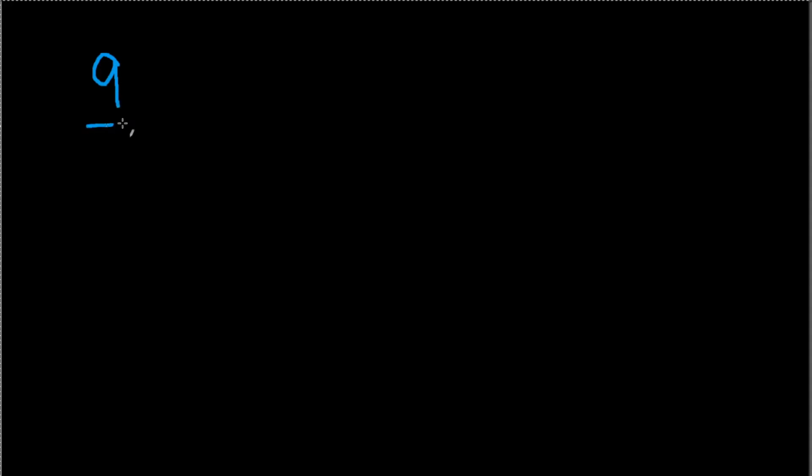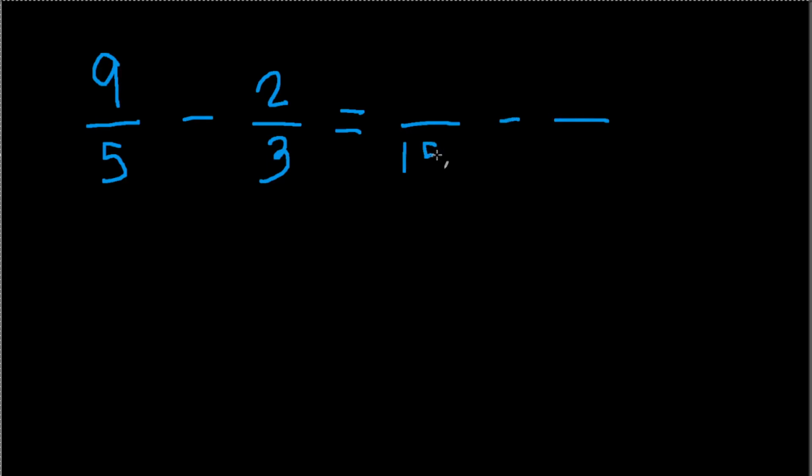9 over 5 minus 2/3. Okay? Same process lang. Multiply yung dalawang denominator. 5 times 3 is 15. So, bali magiging 15 yung dalawang denominators natin.